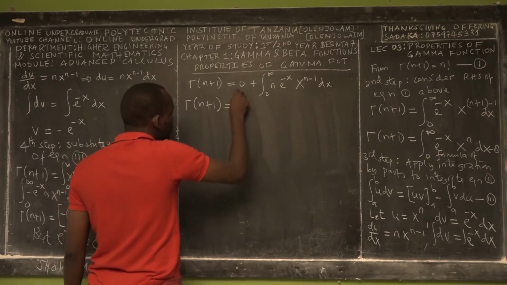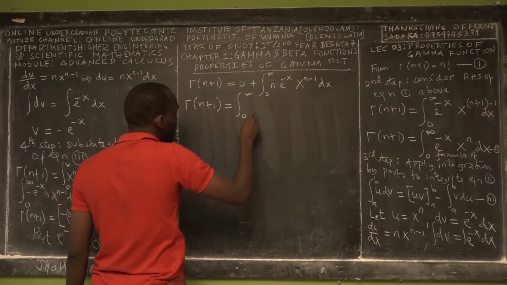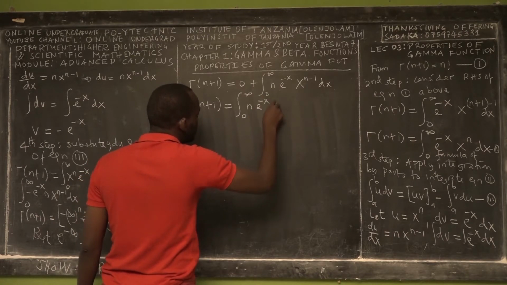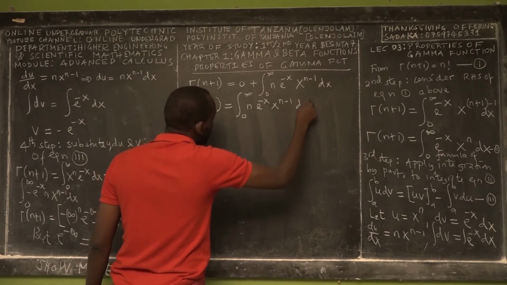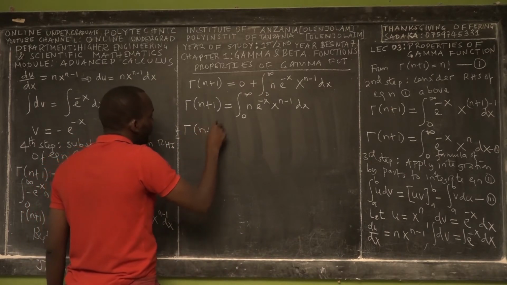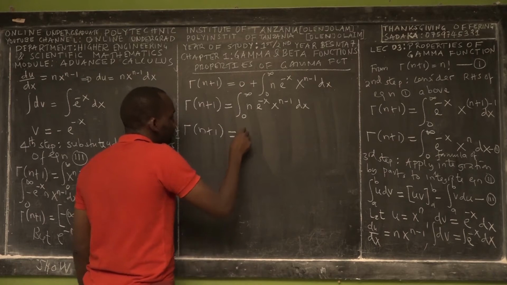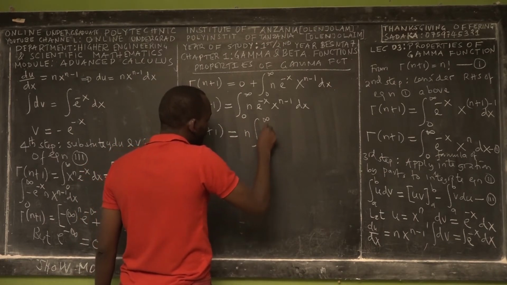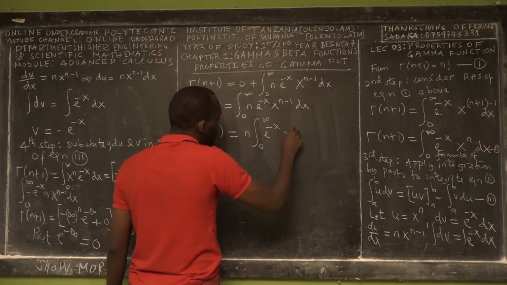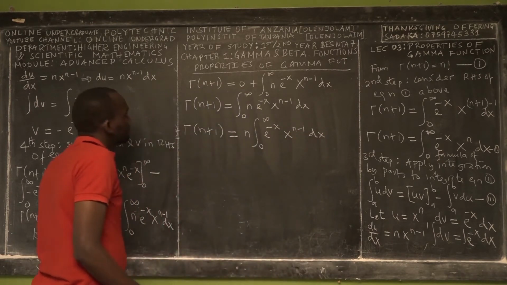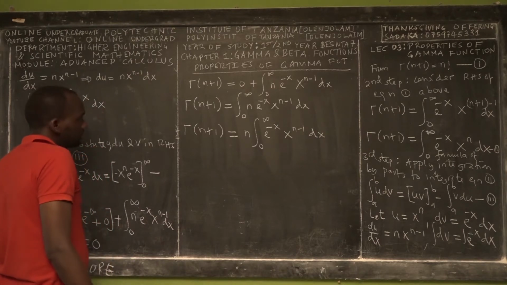Is equal to what? Integral from 0 to infinity of e power negative x, x power n minus 1 dx. So take n out. So gamma of n plus 1 is equal to n, take it out of the integral, e power negative x, x power n minus 1 dx. So that is the first step.